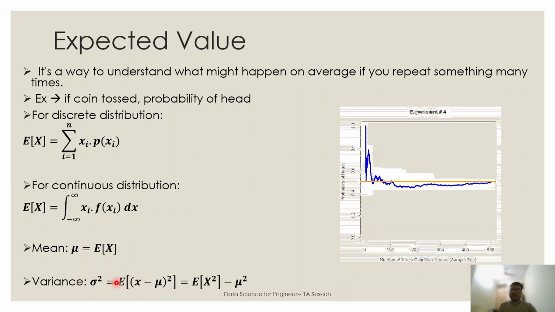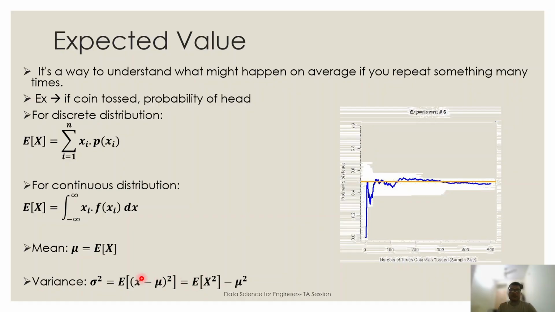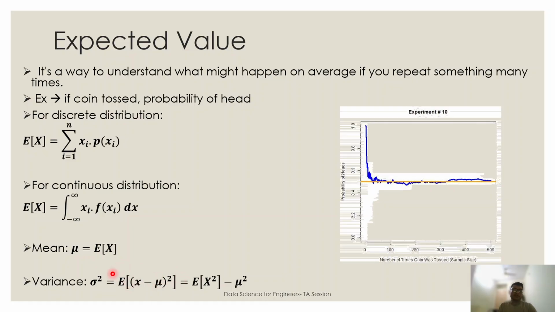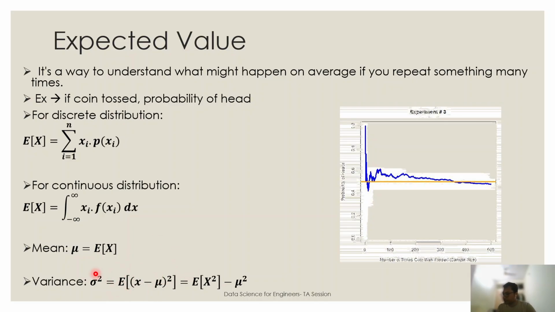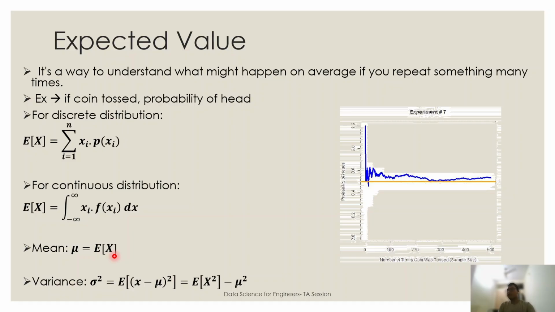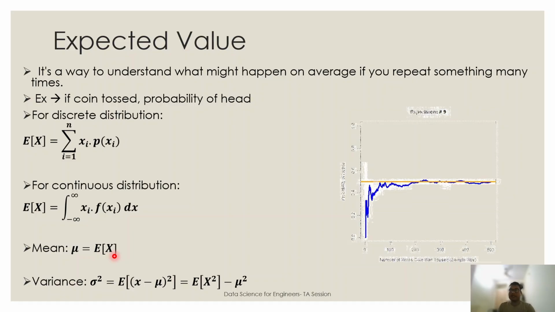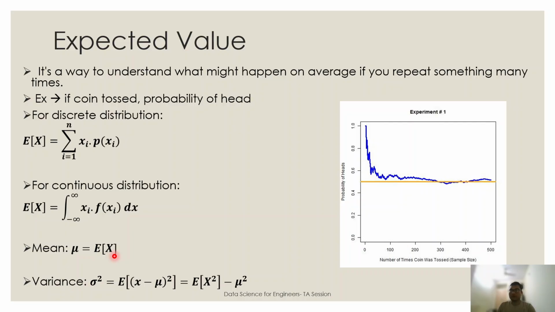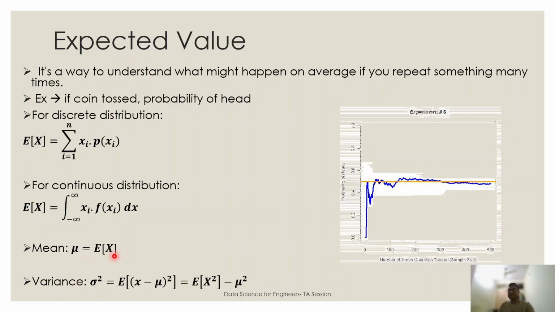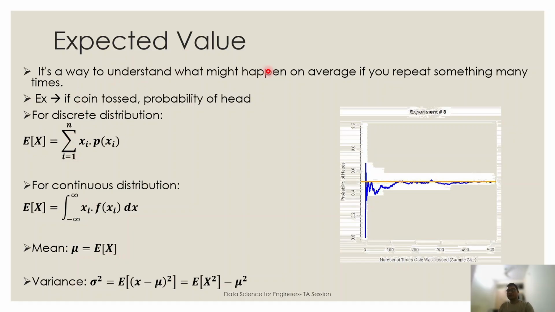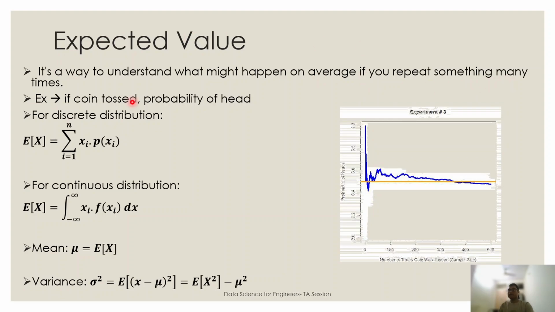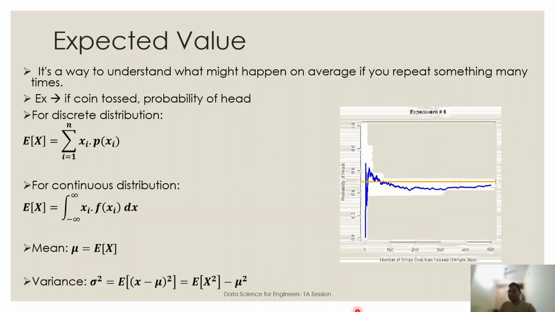Similarly for variance, if you want to calculate variance, the expected value of (x minus mu) square is nothing but the variance, the square of the standard deviation. Okay, so expected value means you are performing an experiment again and again, and you will reach a particular value. So that's exactly what expected value means. It's a way to understand what might happen on average if you repeat something many times. Okay, so this is the kind of example of expected value.